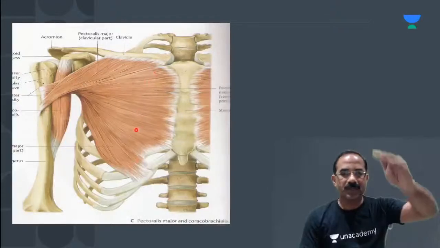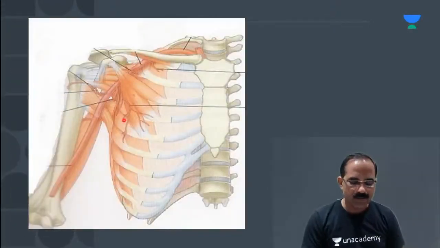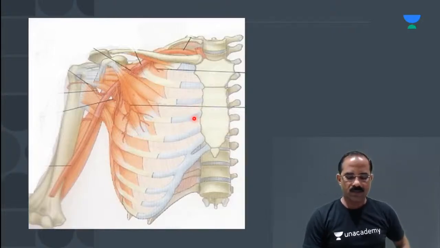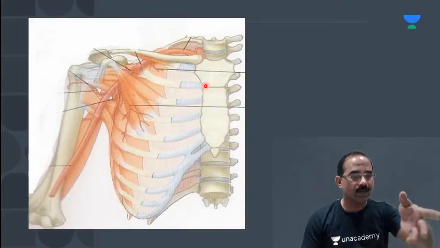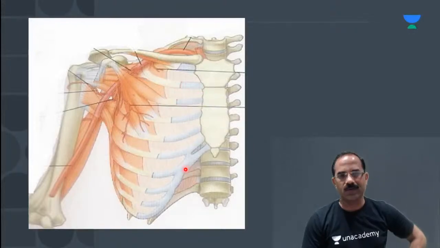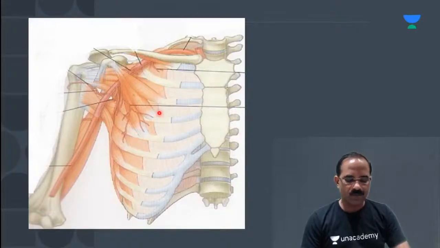Now we remove this pectoralis major, students. Look, what is this muscle? A muscle which begins from the third, fourth and fifth ribs. What is this? This is the costal cartilage. These are the ribs. What do you call this junction between the costal cartilages and the ribs? Yes, that is what we call the costochondral junction.